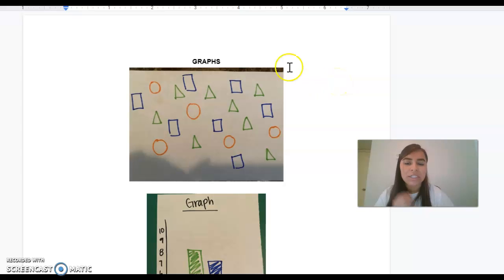So I want you to understand that this week you'll be learning how to read the information in graphs and how to organize it in graphs so that you can better understand it.